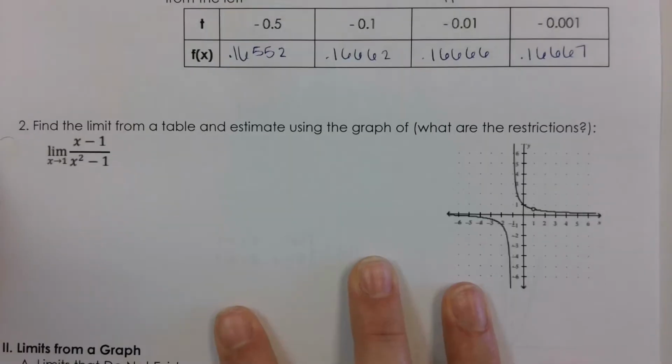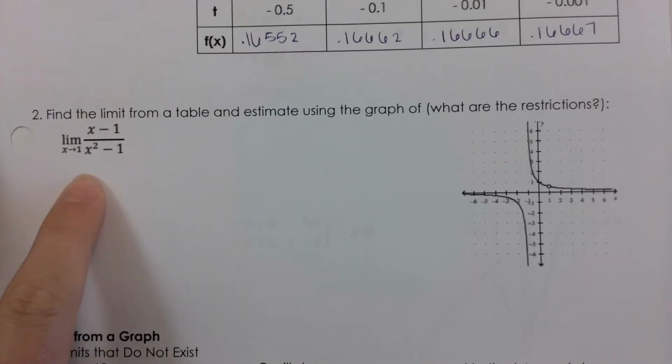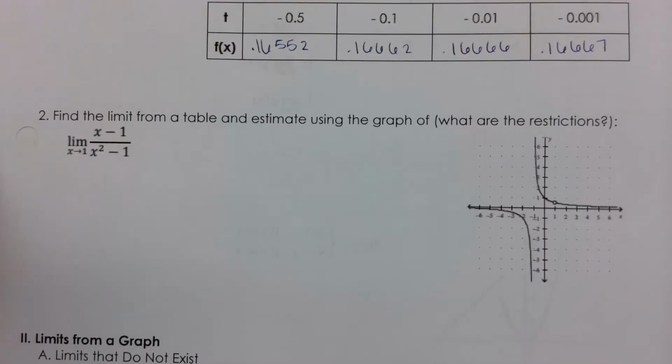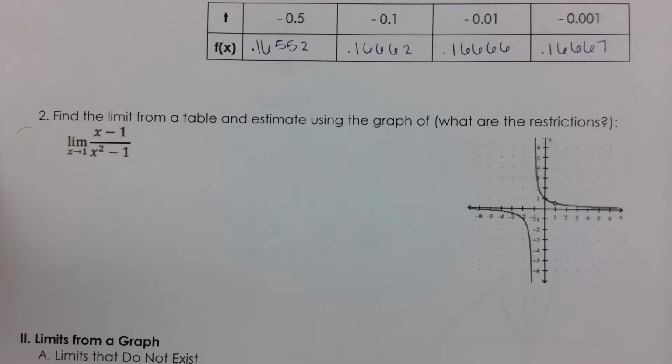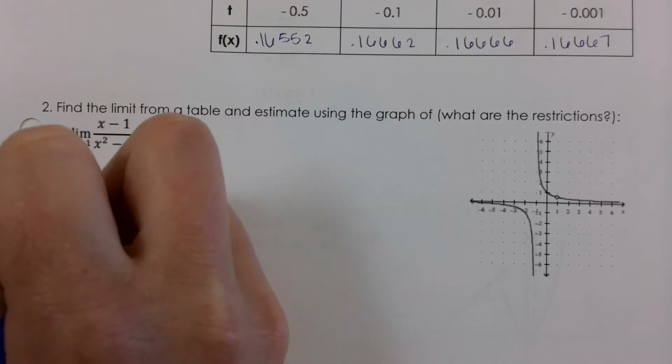This time the table is not given to you. So we're going to have to make it ourselves. So x is approaching 1 this time. We need some values that are going to get close to 1 on the left-hand side. So think about numbers that are less than 1. What's less than 1 but super, super close to 1? Okay, so we're going to start with 0.9. I'm just going to make a little x and f of x.